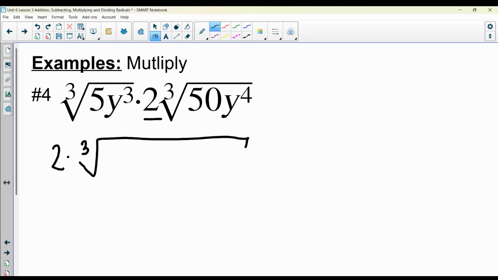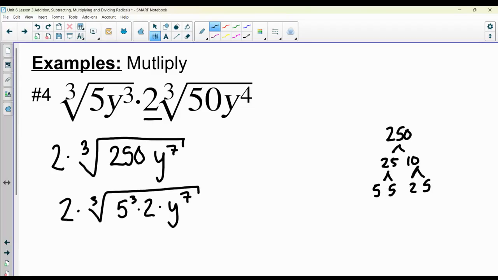So we have the 5 times the 50. 5 times 50 is 250. Y cubed times y to the 4th. Remember, we add exponents. Our laws of exponents apply here. So that means that we have y to the 7th. So now we have to simplify this just like we did the last problem. So take a second, do your factor tree for 250, and then simplify from there.